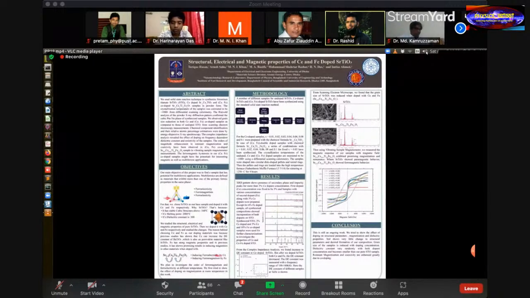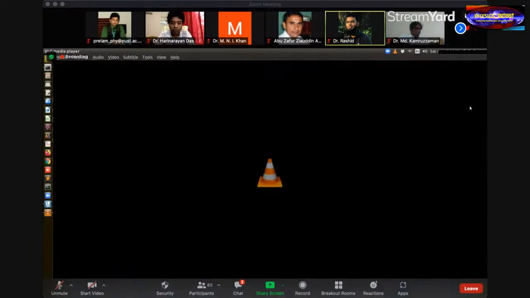XRD analysis shows very little change in the structure with doping concentration and confirms our desired phase. Dielectric constant increases with the cerium concentration in single doped samples, but eventually drops below pure strontium titanate when iron is co-doped with cerium. Grain size is also reduced with doping concentration of cerium and iron. Magnetization and coercivity are heavily enhanced in this case due to the introduction of iron, which can find possible application in magnetoelectric devices.